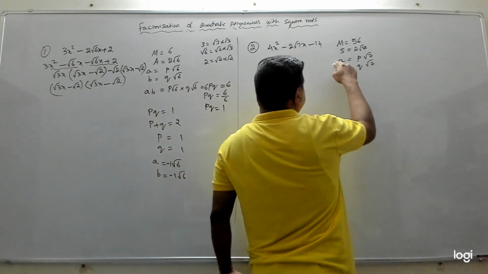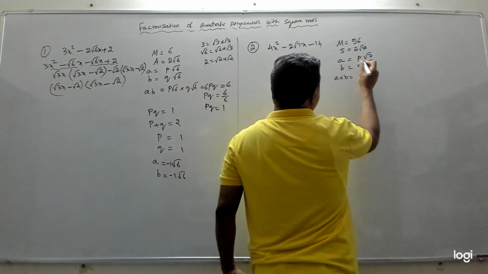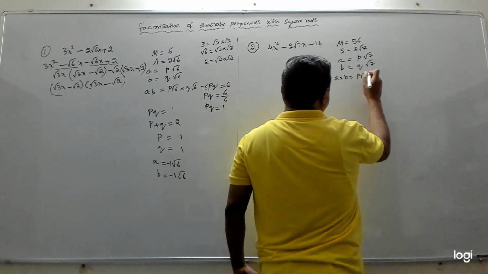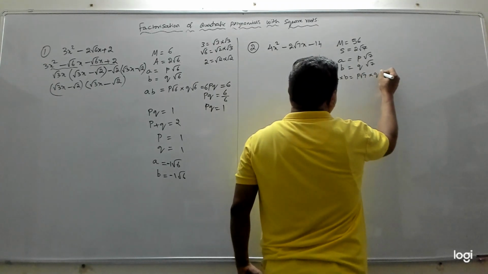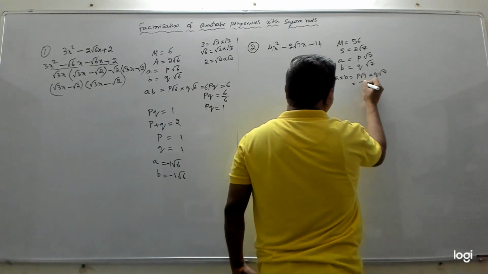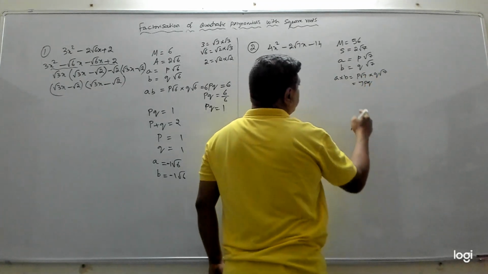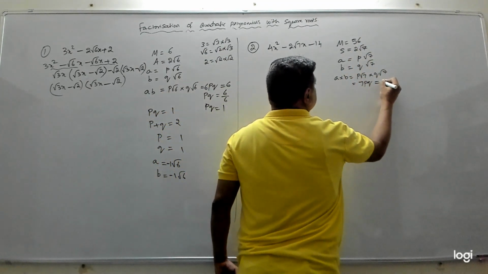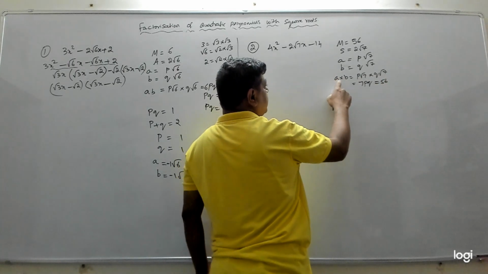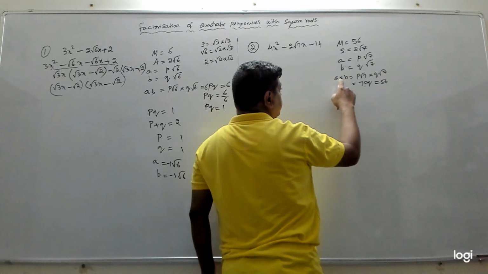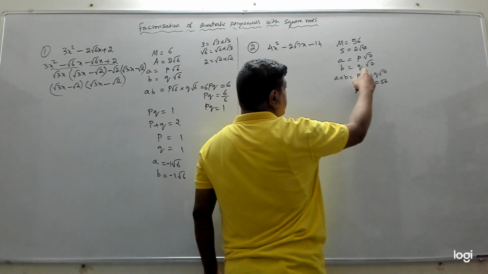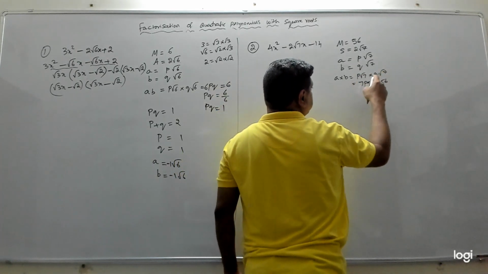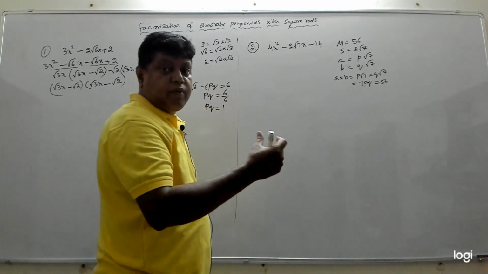Now again when you multiply A into B, what is A into B? P into root 7 into Q into root 7 will give you root 7 into root 7, which is 7, into P into Q, PQ. You get 7 PQ when you multiply. But when we multiply A into B, we must get 56. So by taking A as P root 7 and B as Q root 7, we get 7 PQ, and that 7 PQ should be equal to 56.